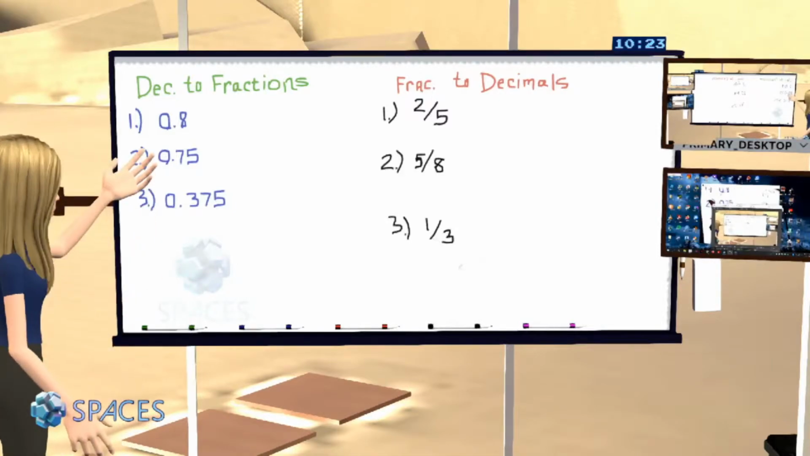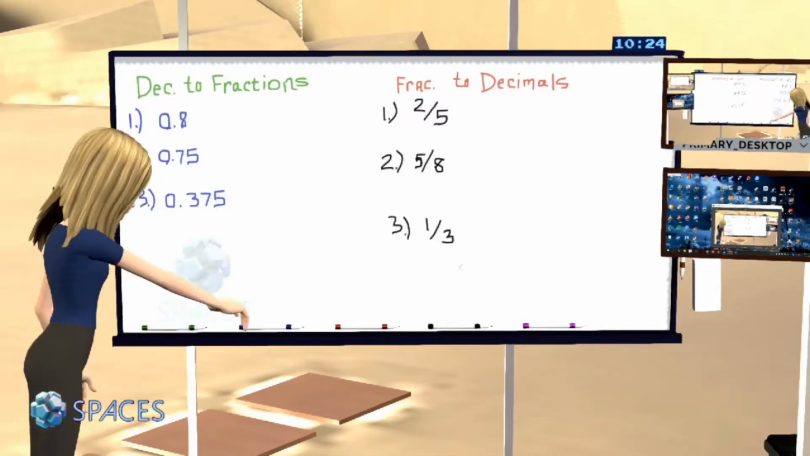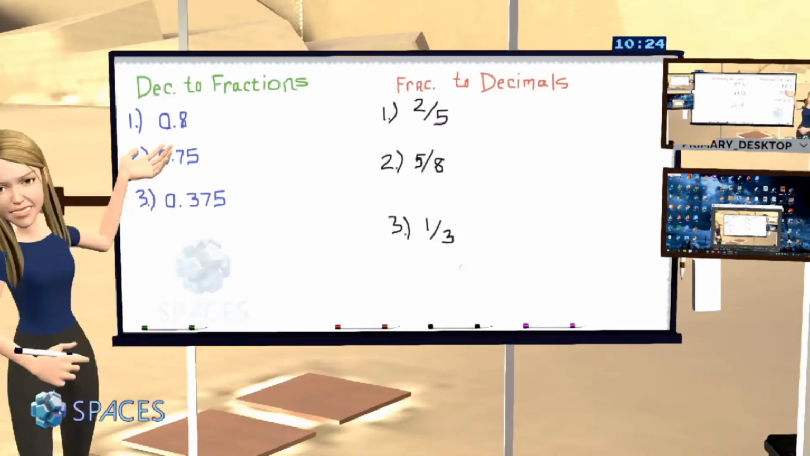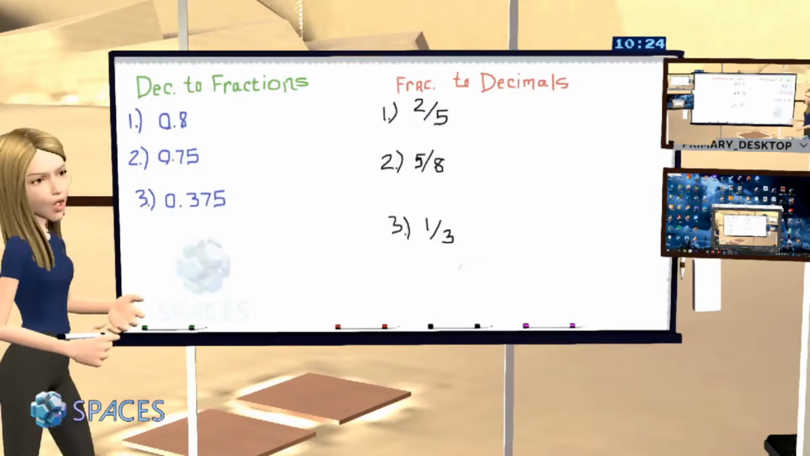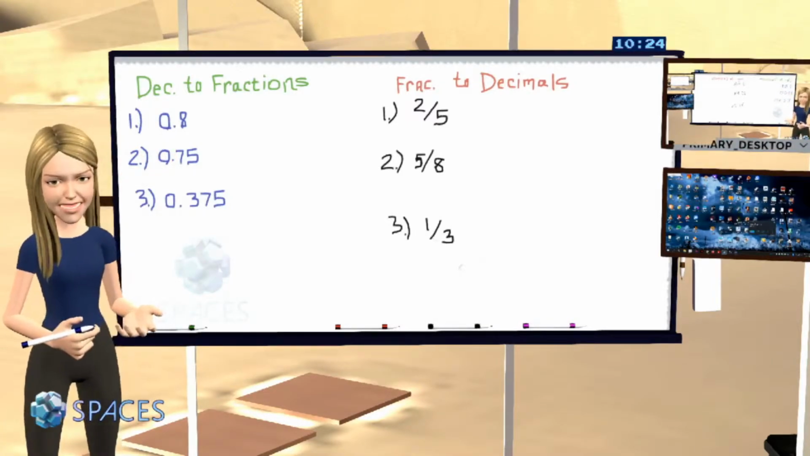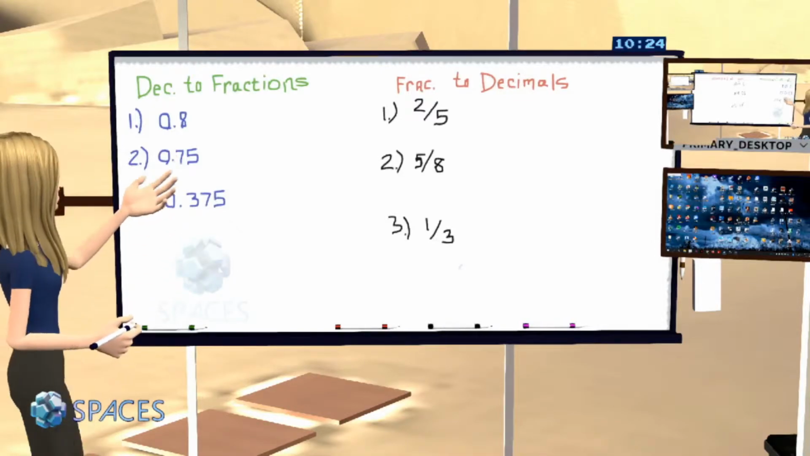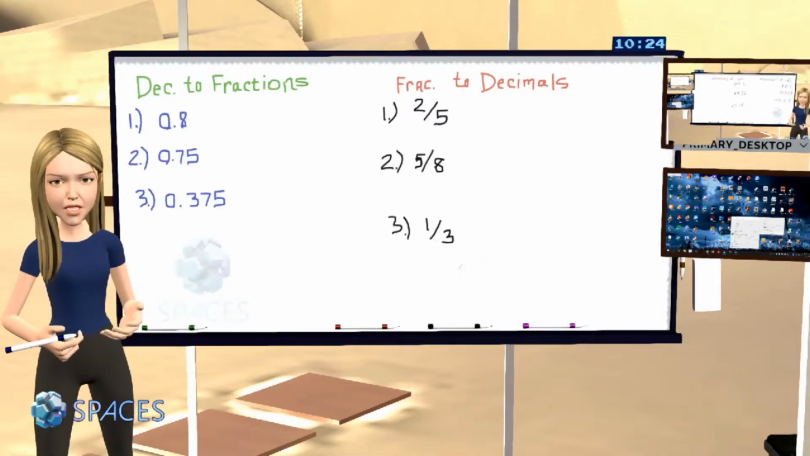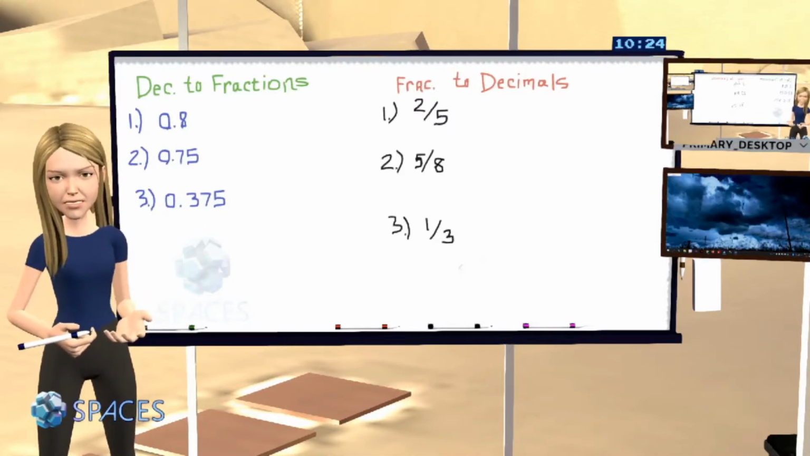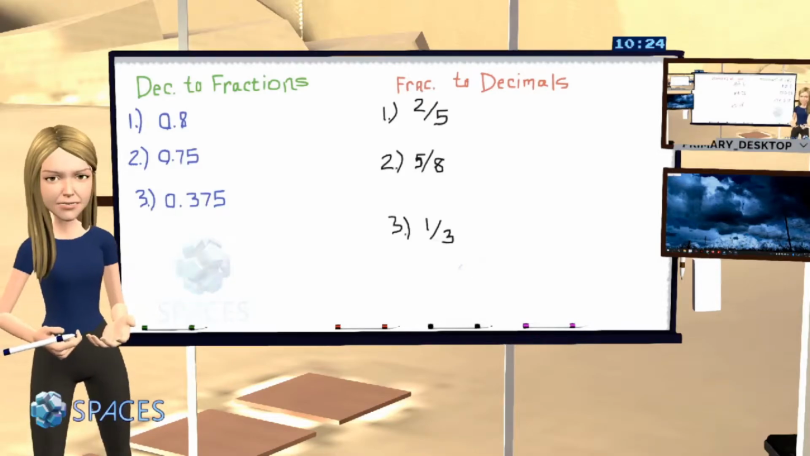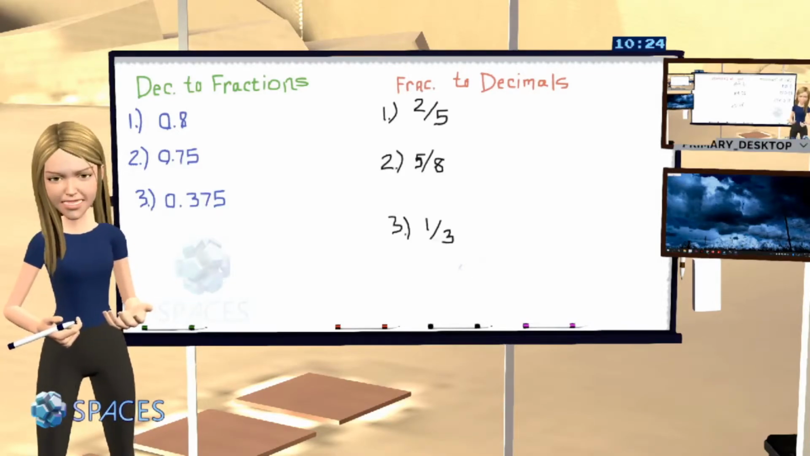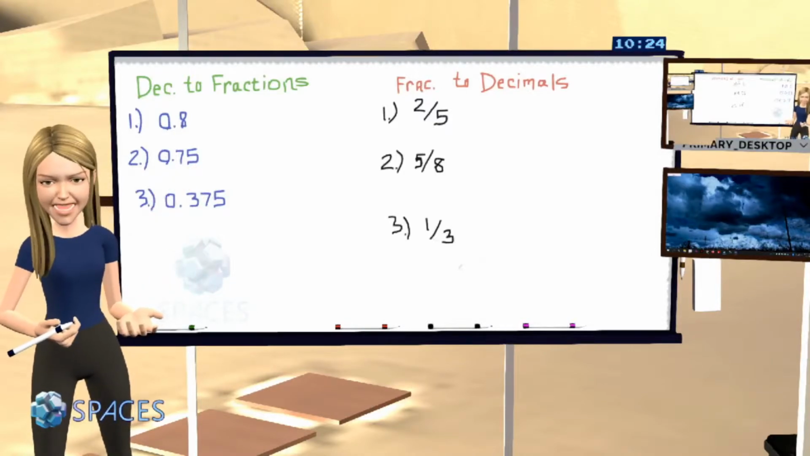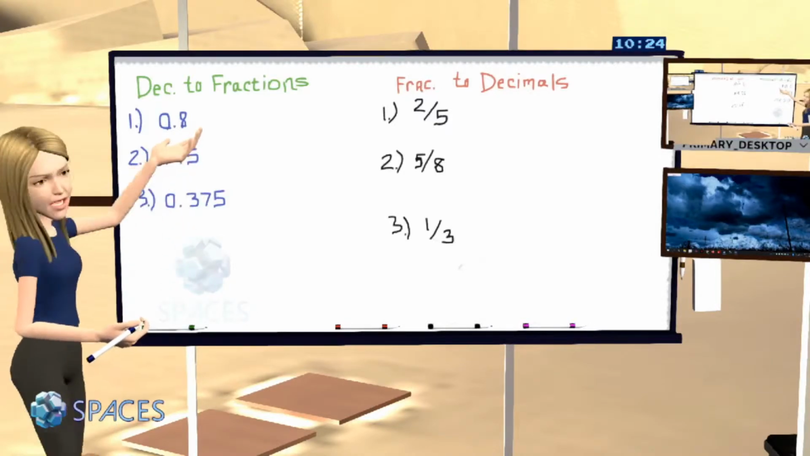All right, so decimals to fractions. The first problem here says 0.8. In order to turn that into a fraction, we have to know what place that 8 is. Remember, if it's one number past the decimal, that is the tenths place. When we think of it in terms of money, the tenths place is for dimes, and you need 10 dimes to make $1. So that's how we remember that.